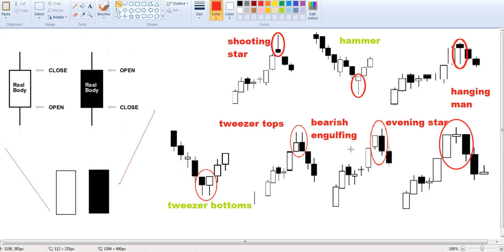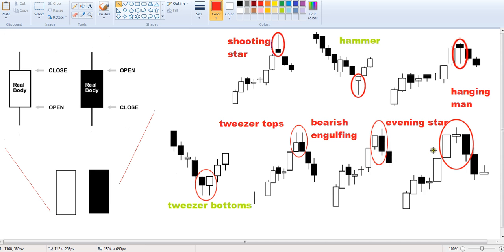It's a pretty good one. Kind of hard to see, and it's pretty subjective. I mean, tweezer tops are tweezer tops. You can't really get too subjective about that. But these ones are kind of hard to find, for me anyway. I guess there's probably plenty of people that have no trouble doing it, but I struggle with it.